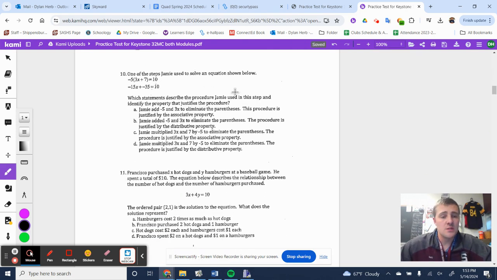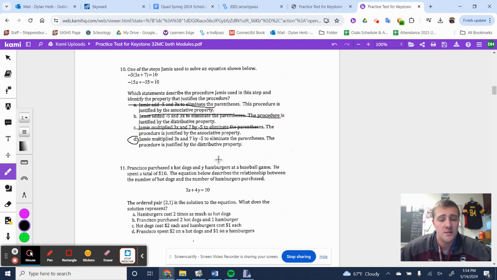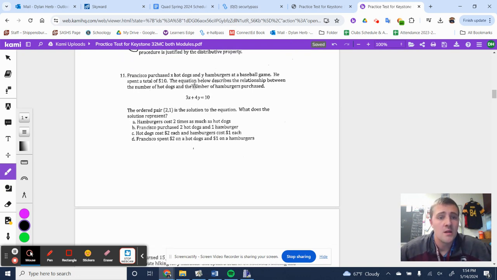Which step is used? Typically we see distributive property here for these property questions, and that's what this is. This is a distributive property, and it looks to be done correctly. So we need to do the distributive property. A says associative, C says associative. So we just want distributive. And we use multiplication when we do the distributive property. We do not add things to do the distributive property. We multiply. So that is answer D.